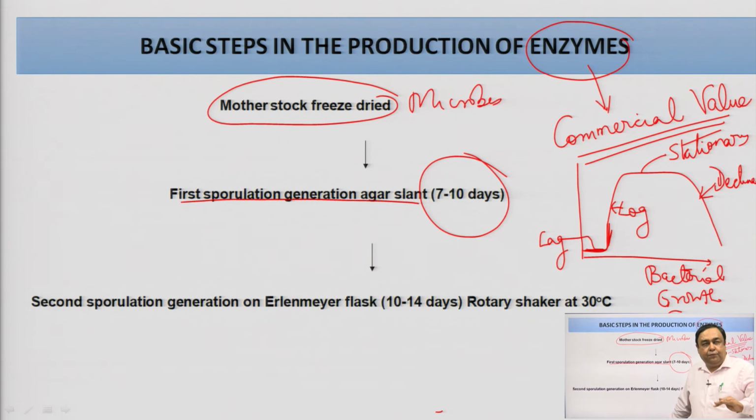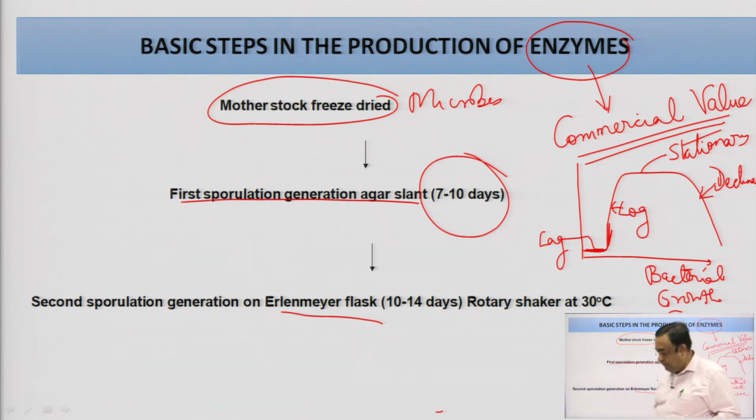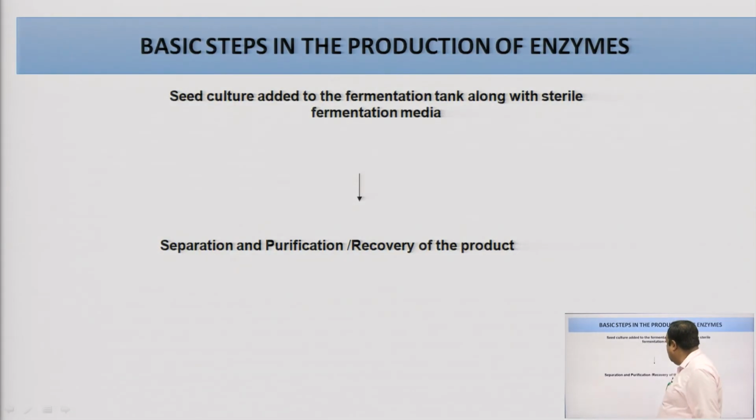After the first sporulation generation in an agar gland, we need to take the help of an Erlenmeyer flask, where we keep the Erlenmeyer flask in a rotary shaker at 30 degrees Celsius. Continuous shaking will be there, and we will go to the second sporulation generation. Now, I will be showing you a very small video where this video will show you how.